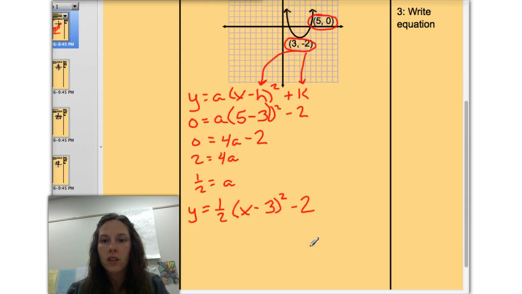And finally, domain and range. We're looking at the domain of a quadratic function, so that will always be all real numbers. The range, because our graph opens up, will be y is greater than or equal to the y coordinate of our vertex. So we can get that from the equation or from the graph. So y is greater than or equal to −2.